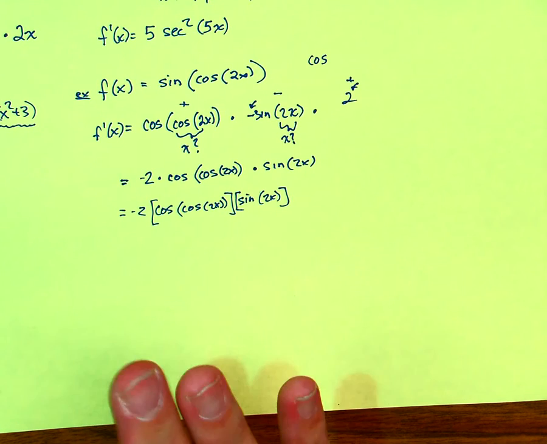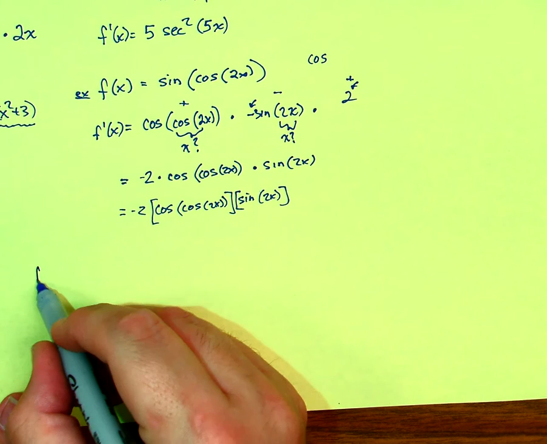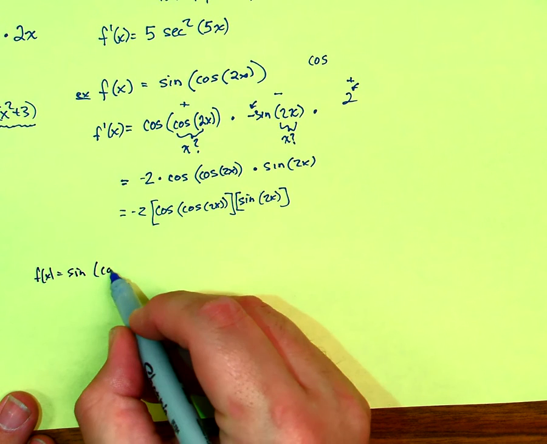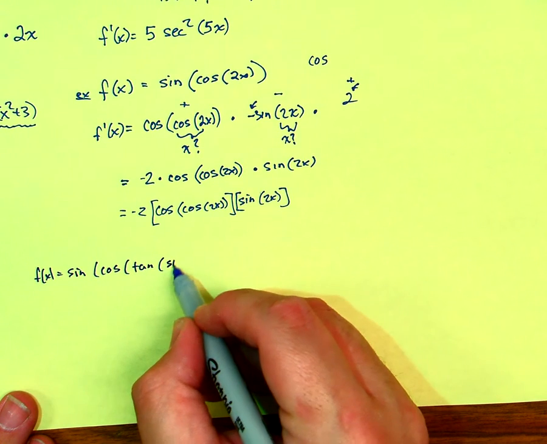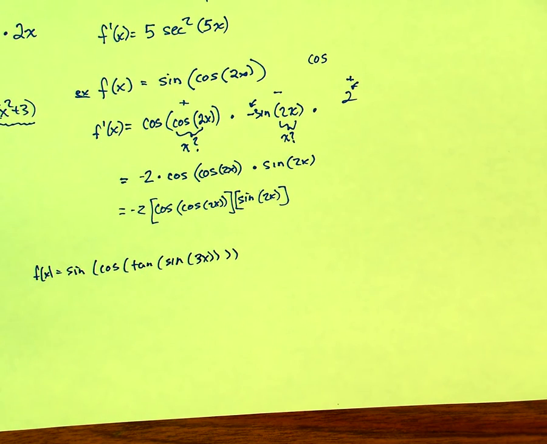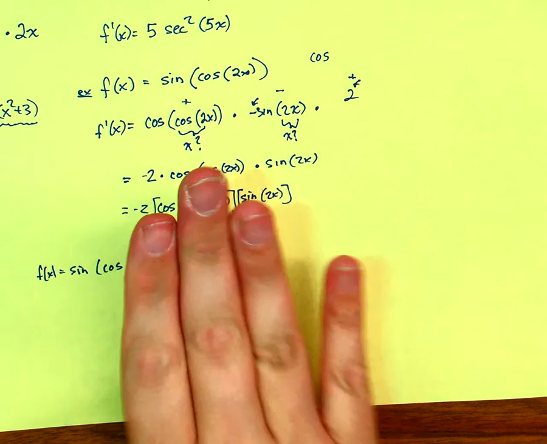I gave a bonus problem a couple years ago. It was sine of the cosine of the tangent of the sine of 3x. It was like that long, but people did get it right. Because you take the derivative of the sine, then you take the derivative of the cosine, then the tangent, then the sine, and then you take the derivative of 3x, and you multiply it all together.